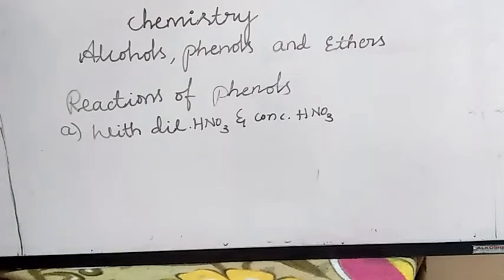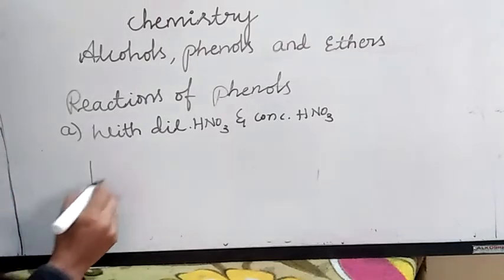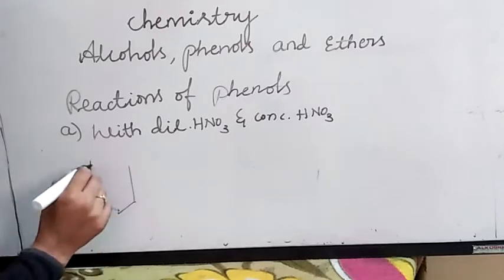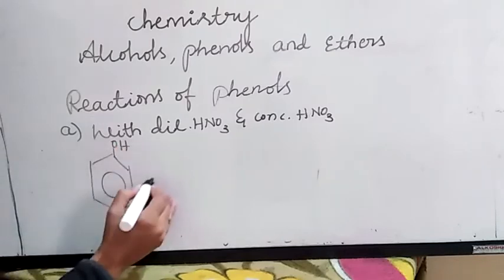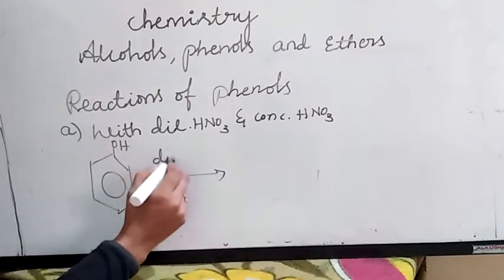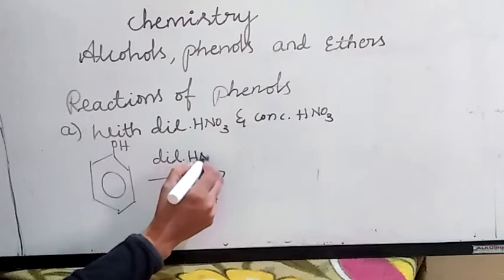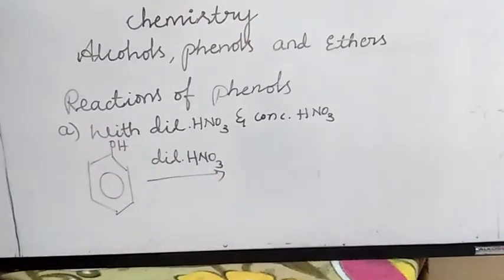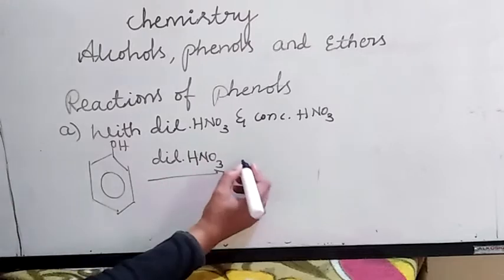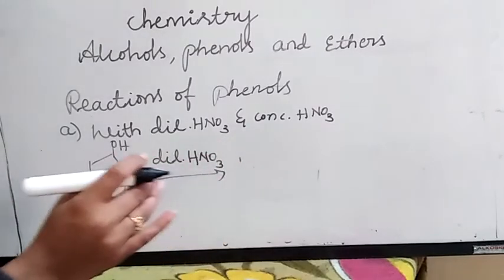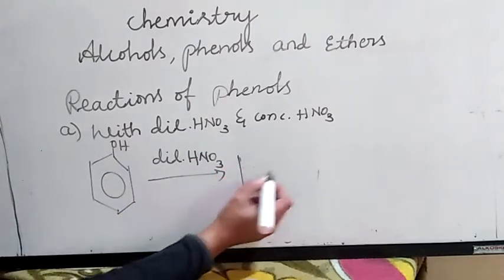First, dilute HNO3. Phenol reacts with dilute HNO3. Dilute means the concentration of nitric acid is less. With dilute HNO3, we will get one ortho substituted nitrophenol and one para substituted nitrophenol.